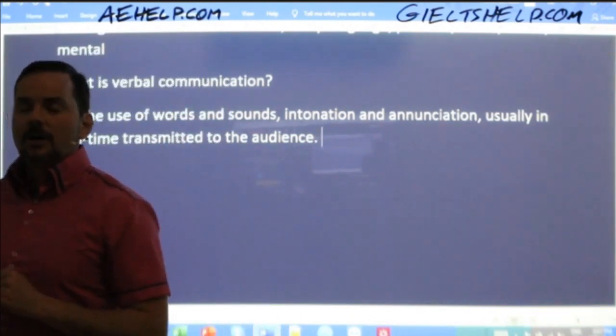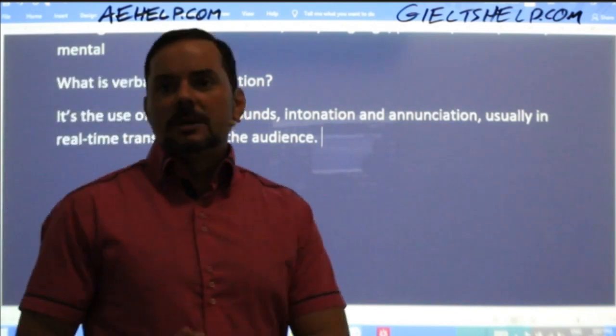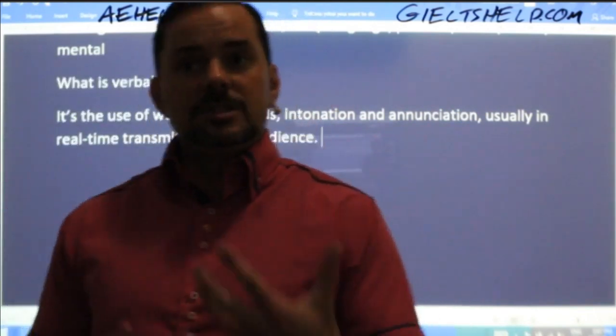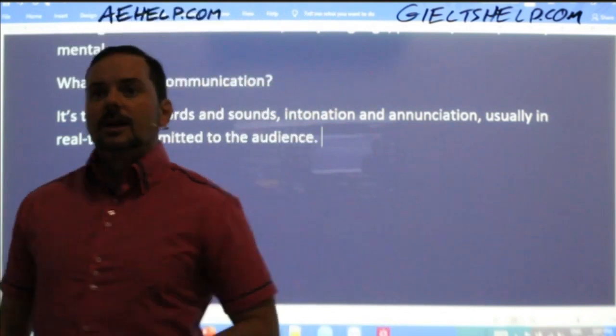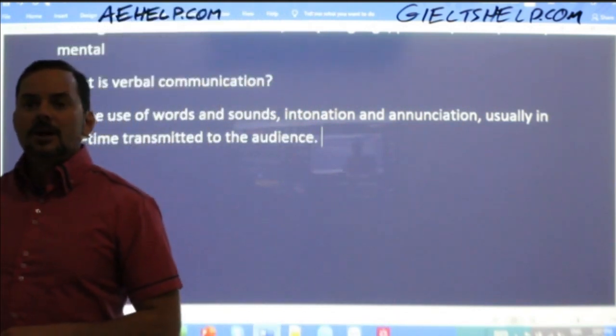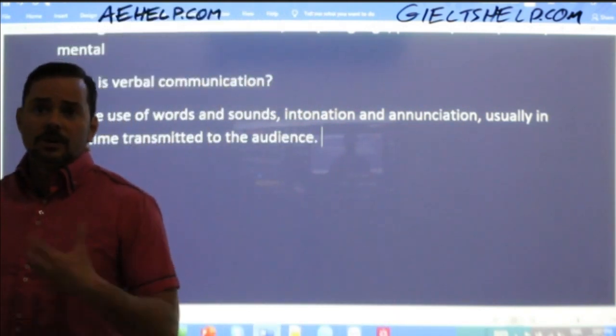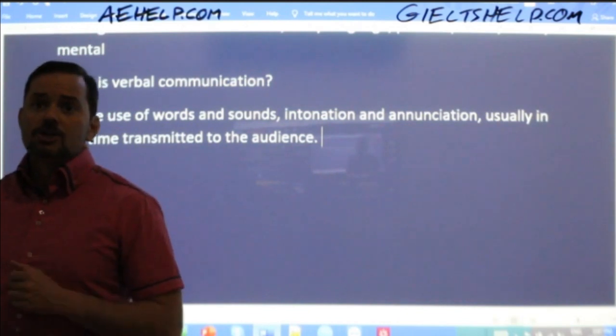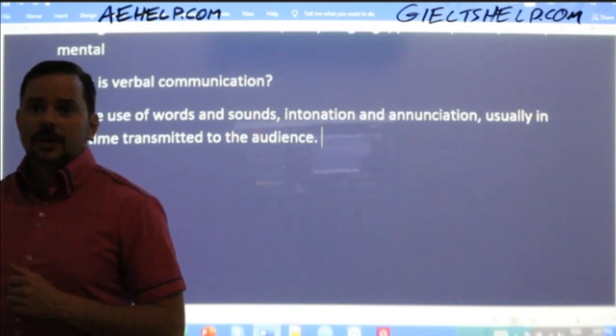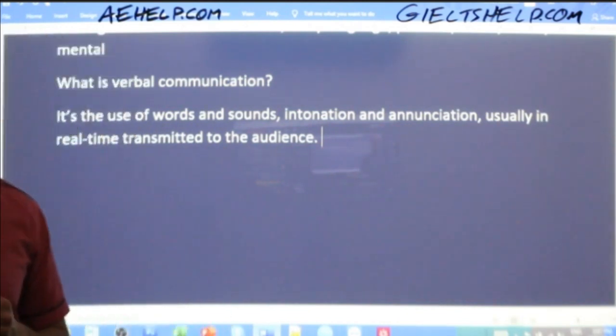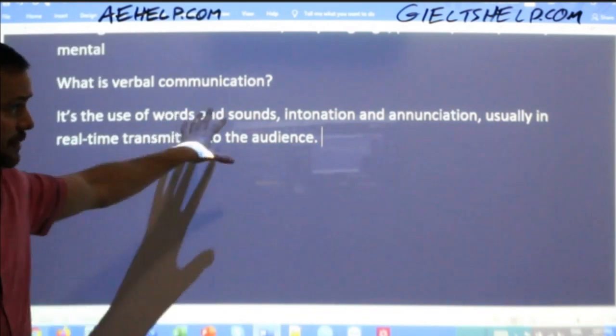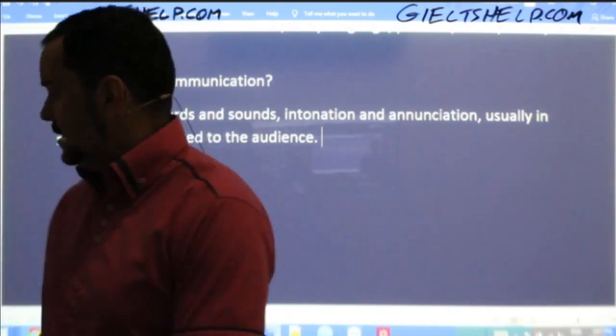Okay. Rajveer says interactions between two people where they speak with each other to give and receive information. Good. Okay. It's not necessarily between two people, Rajveer. It could be between a much larger audience as well. Okay. All right. If you have something similar to that, that's great. Okay.